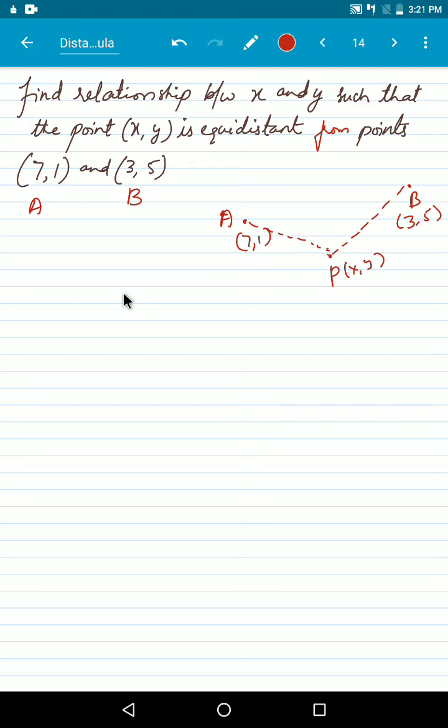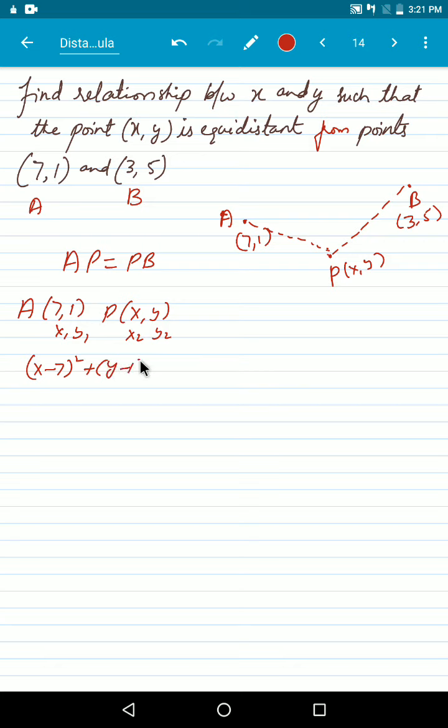Okay, let us find out. Given AP is equal to PB, use the distance formula and find AP. A is (7, 1) and P is (x, y). So this is x1, y1, this is x2, y2. So x2 minus x1, that is (x minus 7) whole square, plus y2 minus y1, that is (y minus 1) whole square, all under the square root.